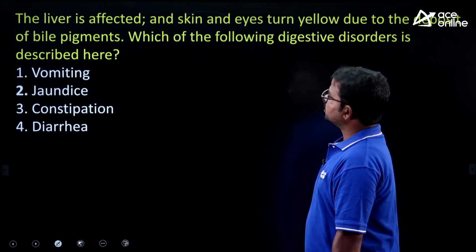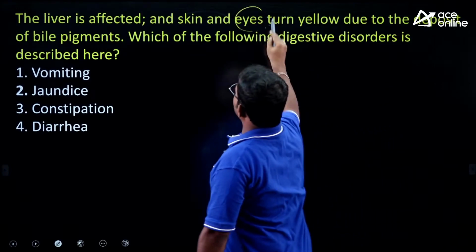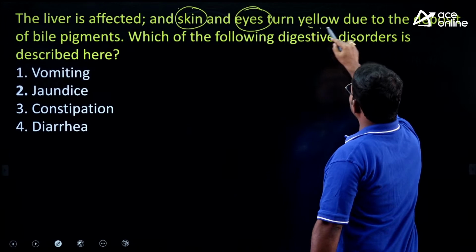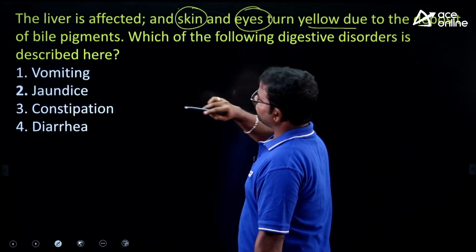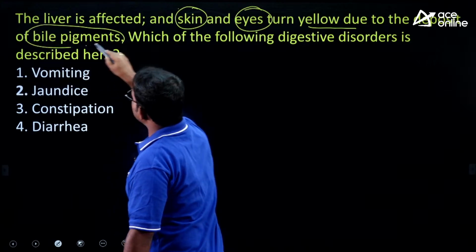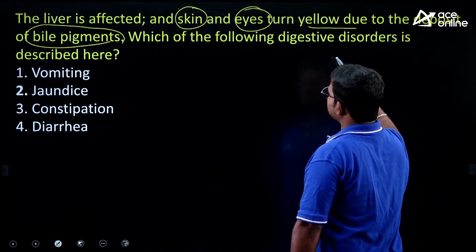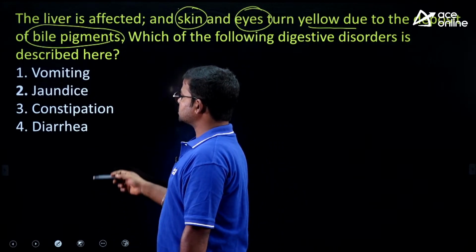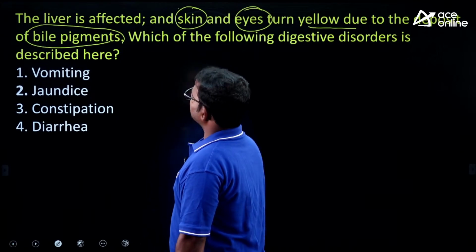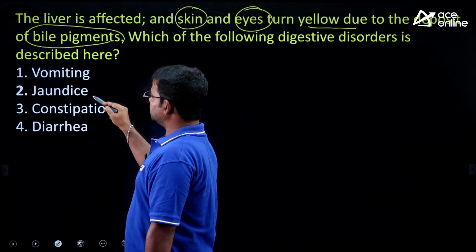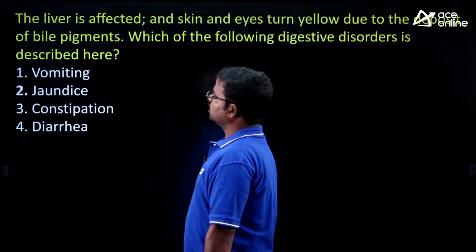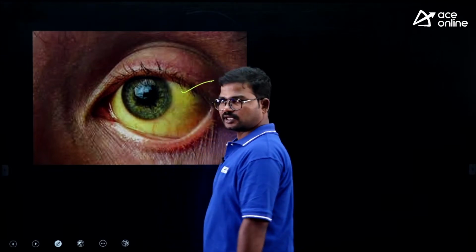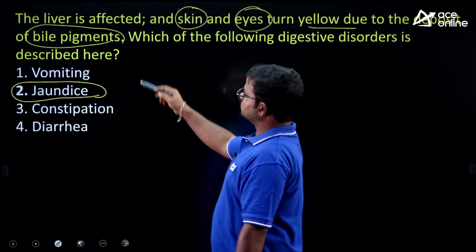Next, the liver is affected and skin and eyes. Okay, which part is affected? Liver. The liver is affected and the skin and eyes turn yellow due to the deposit of bile pigments. Which of the following digestive disorders is described here? So vomiting, jaundice, constipation, next diarrhea, which is the responsible one here. So if you consider jaundice, mostly the eyeball color turns yellow. Na? Skin color also turns yellow like that because of the bile pigment.